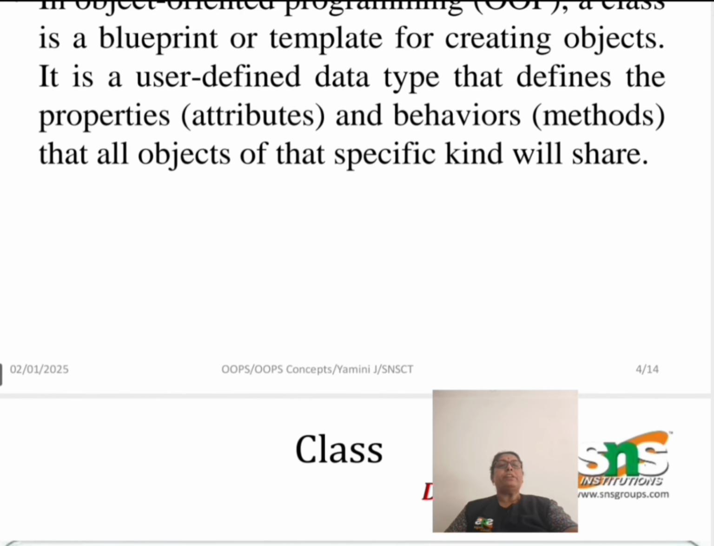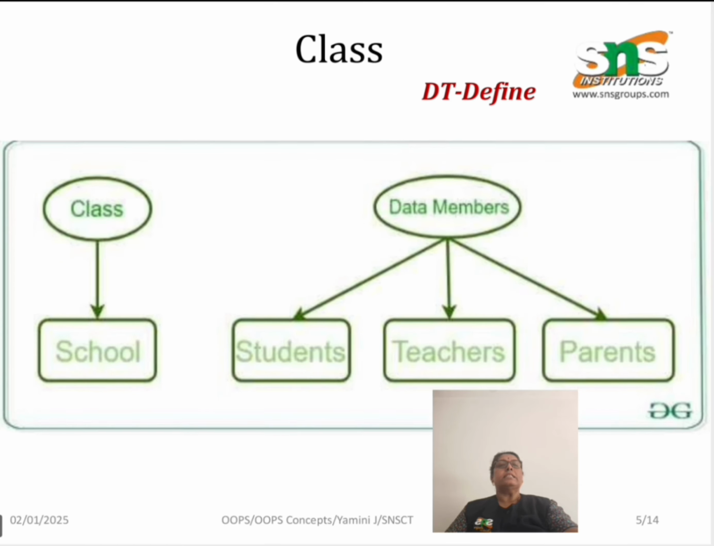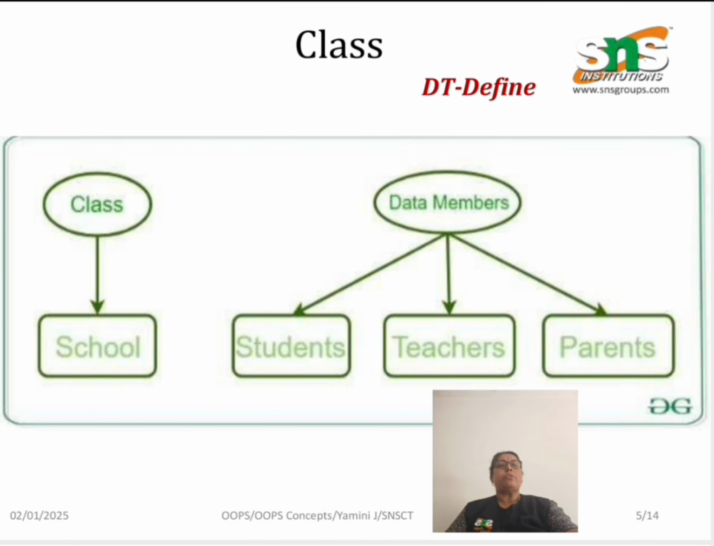Next, the definition of class. This is a diagrammatical representation of class. Simply put, a class is a user-defined data type that groups data and functions together. It helps in organizing code and improves reusability.